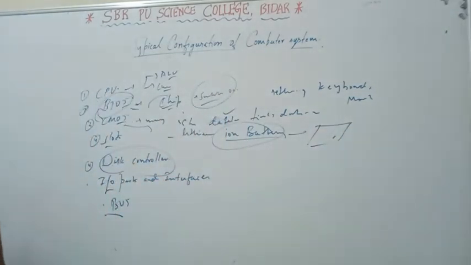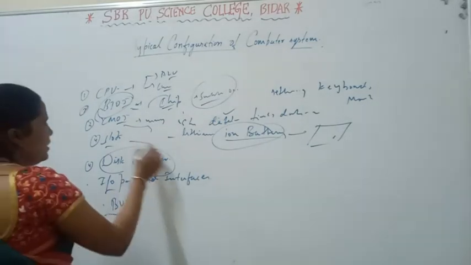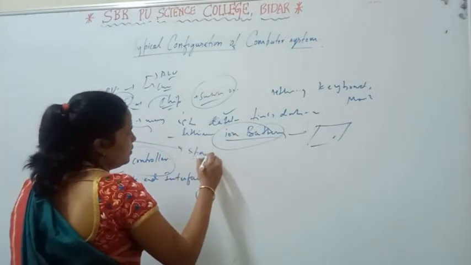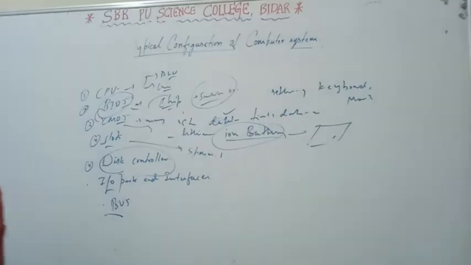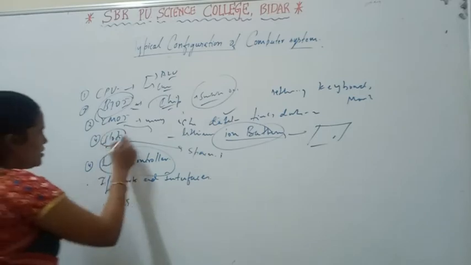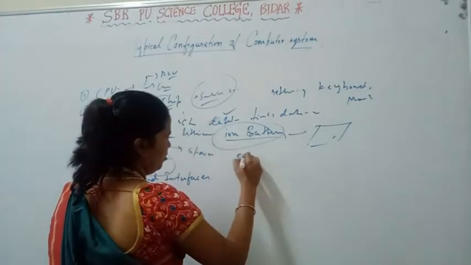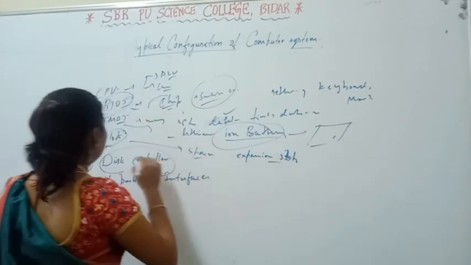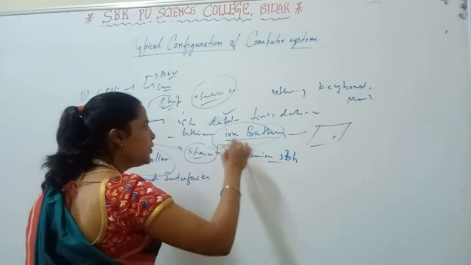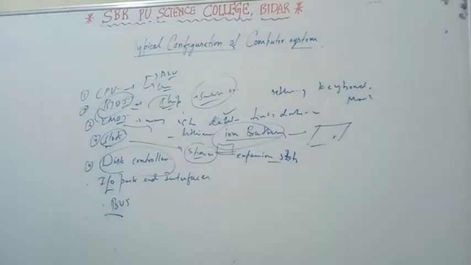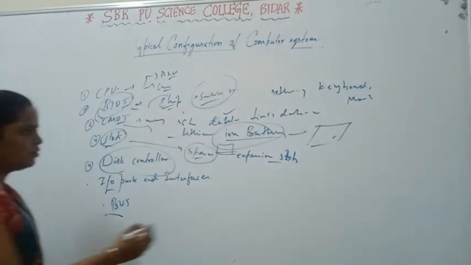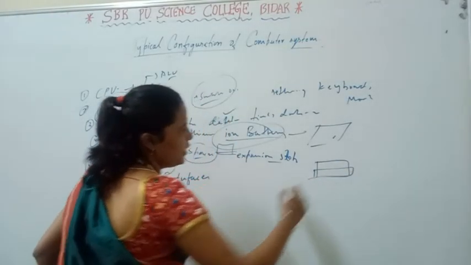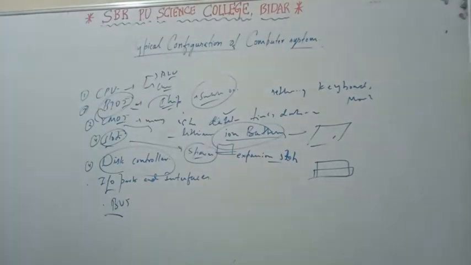Okay. Next, what are the different slots? Slots are the spaces where we can insert a device. One more name for this slot is expansion slot. These are the spaces where we can put the printed circuit board, like we can put the CDs, DVDs. Those spaces are called slots.